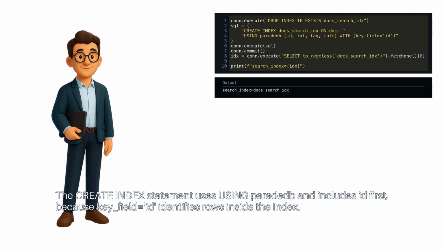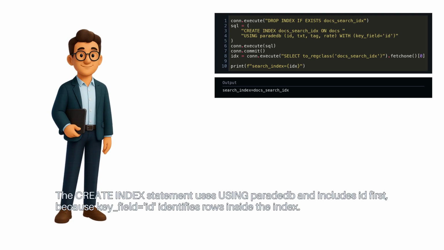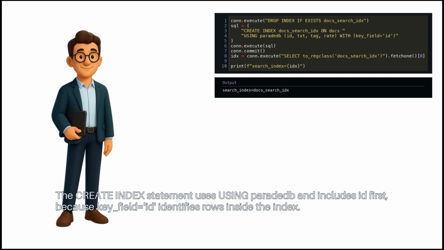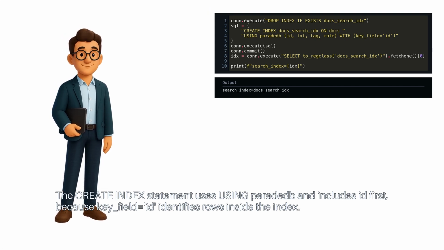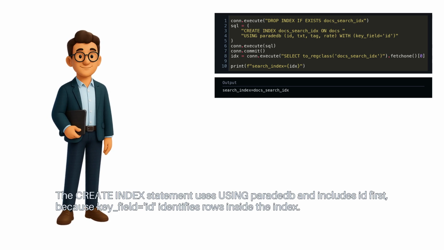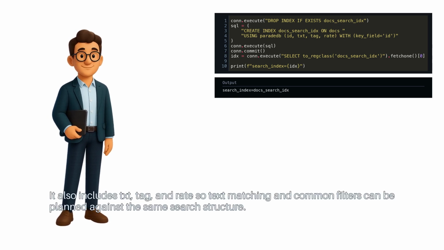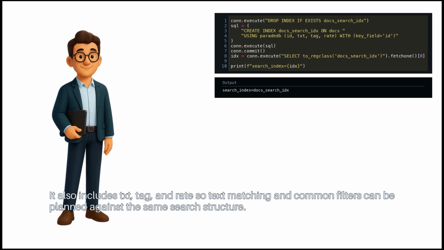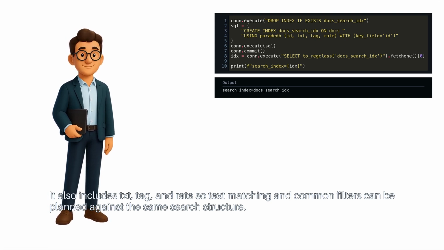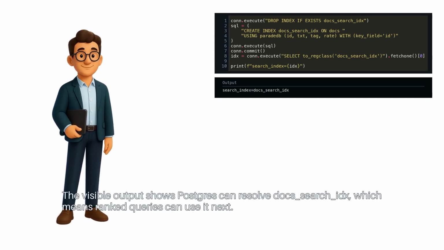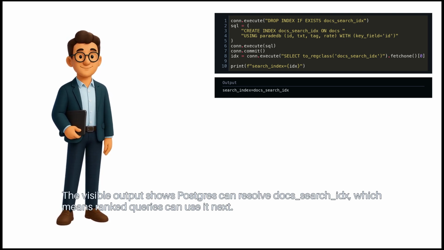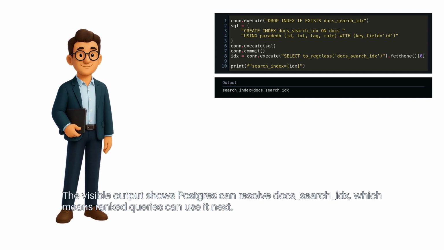The CREATE INDEX statement uses USING paradedb and includes id first, because key_field equals id identifies rows inside the index. It also includes txt, tag, and rate, so text matching and common filters can be planned against the same search structure. The visible output shows Postgres can resolve docs_search_idx, which means ranked queries can use it next.